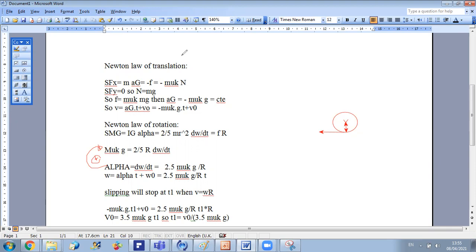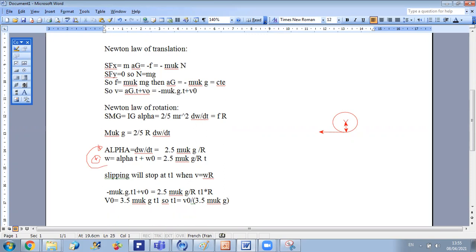So now we got the value of T1 as a function of V0, mu k and g. Now they asked us also to get the expression of velocity at this instant with position at this instant. For the velocity at T1 it's very simple. All you have to do is to replace this T by T1 in this expression. So we can say that V1 is equal to minus mu k g t1 plus v0.